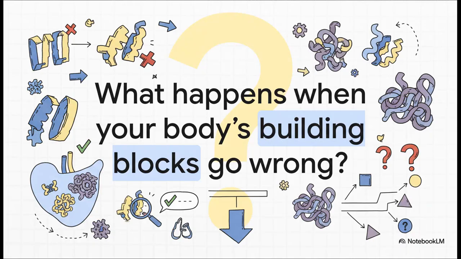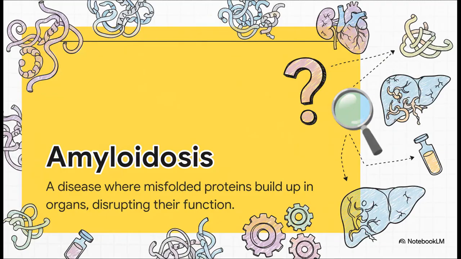So, picture this. Your body is like this incredibly intricate machine, right? And it's built from these microscopic parts called proteins. Each one is folded into a perfect, super specific shape to do its job. But what happens when those little building blocks get bent out of shape? And that, right there, is the heart of amyloidosis.